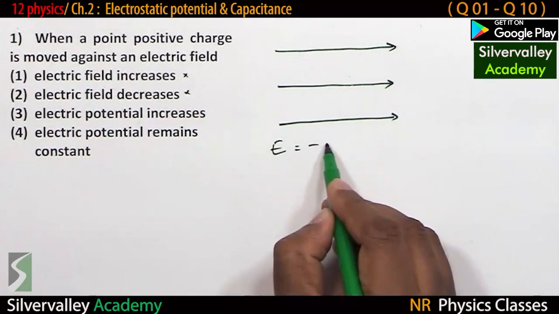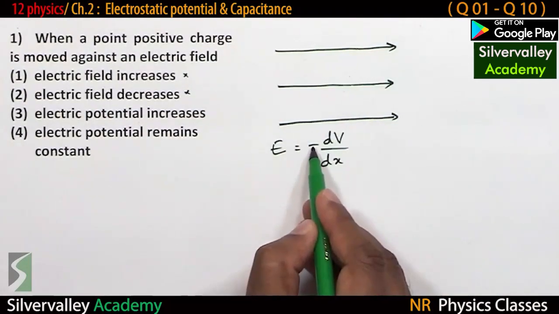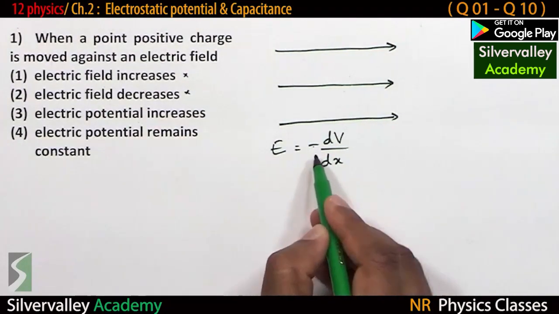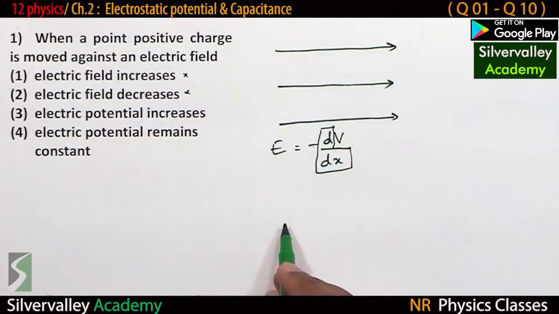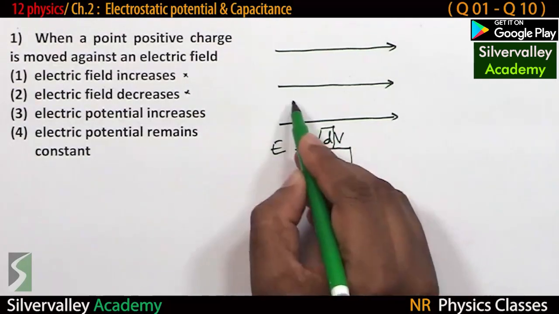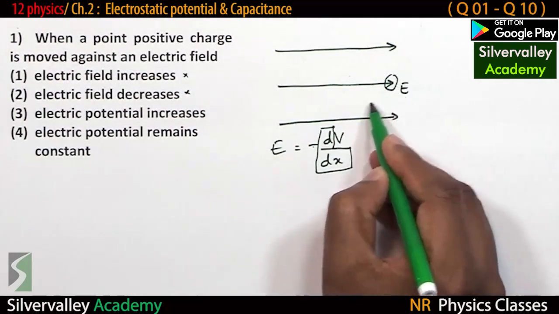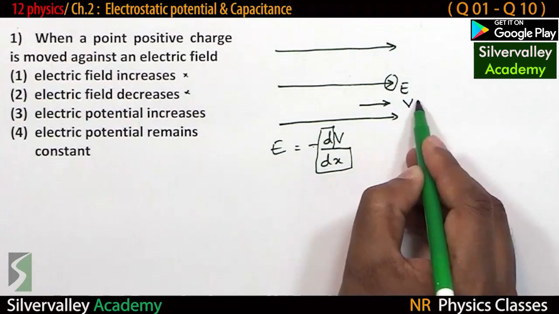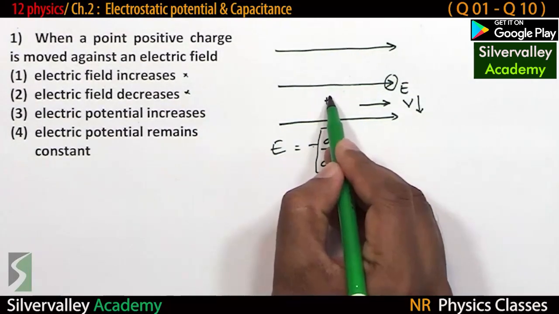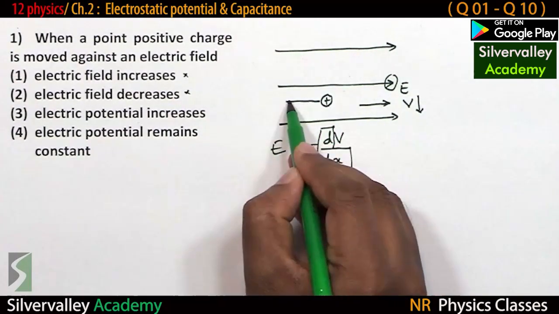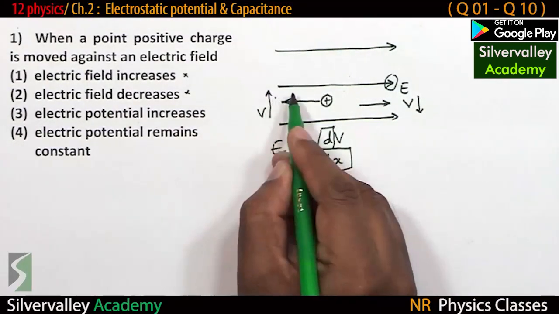E equal to minus dV by dx: the negative potential gradient. This is the gradient operator. So in the direction of decrease in potential, there is electric field. So if this is E, in this direction potential decreases. In this direction potential decreases, which means a positive charge moving against the direction of electric field sees potential increase.